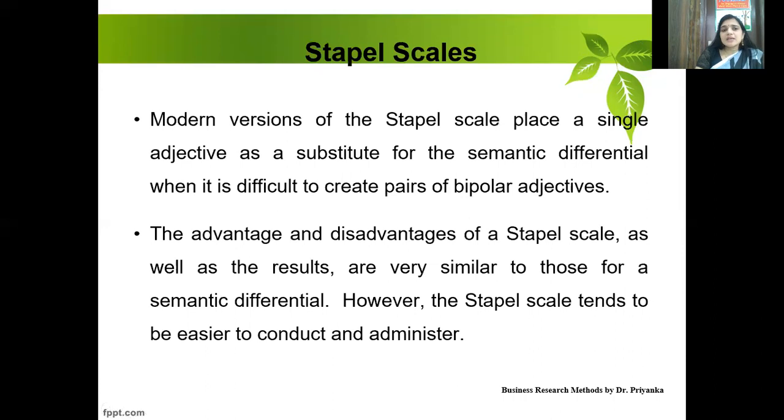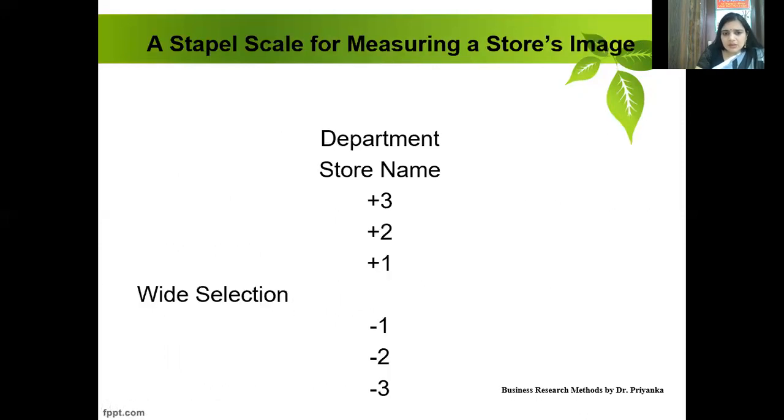The first numerical scale is our Stapel scale. Modern versions of the Stapel scale place a single adjective as a substitute for the semantic differential when it is difficult to create pairs of bipolar adjectives. It is almost the same as the semantic scale, but in a different way. The advantages and disadvantages of this scale are almost the same as the semantic differential.